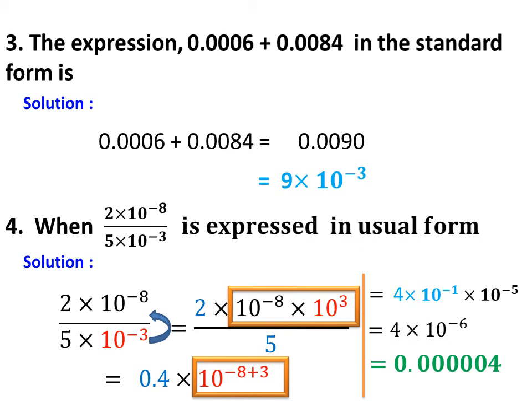This is for your simple understanding. As it is not asked in the question, still I have written it so that you will understand. 4 into 10 to the power minus 6 will become 0.000004.